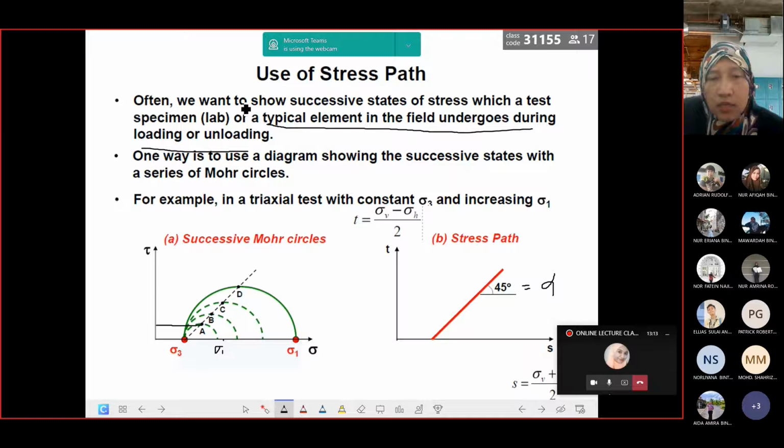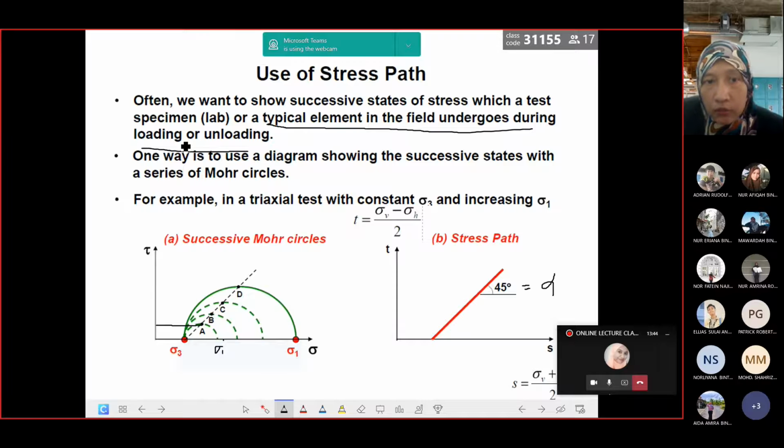It is a successive states of stress which a test specimen or typical element in the field undergoes during loading or unloading conditions. So when you look at the typical conditions in the field, loading or unloading is when you have geotechnical applications. For example, you apply a strip footing. That is another way where the sample at the site experiences an increment, an increase in the stress value.